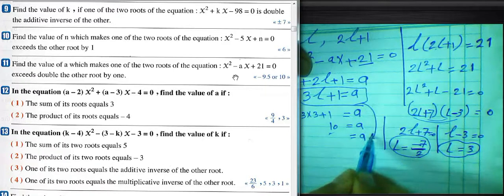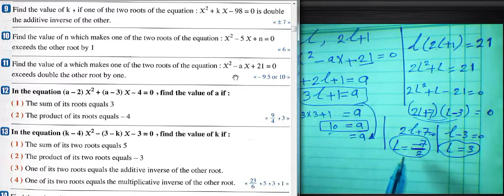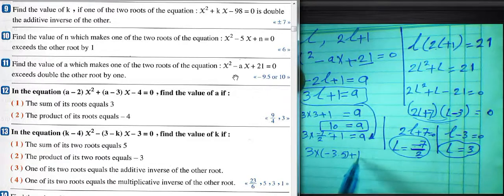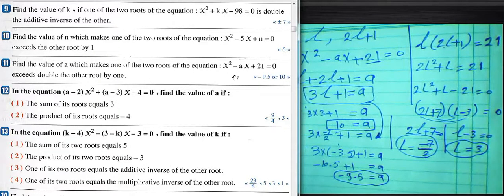a equal 10 is the first value, and for the other we find the result by letting l equal negative 7 over 2 here. a equals 3 multiply by negative 7 over 2 plus 1. 3 multiply by 3.5, because 7 divided by 2 equals 3.5, plus 1 equal a. a equal negative 3 times 5 equal 15, 5 and carry 1. 3 times 3 equal 9 plus 1 equal 10, plus 1, so the result of a equal negative 9.5. This is the value of a. So we have two values: a equal 10 or a equal negative 9.5. It's okay, it's easy.